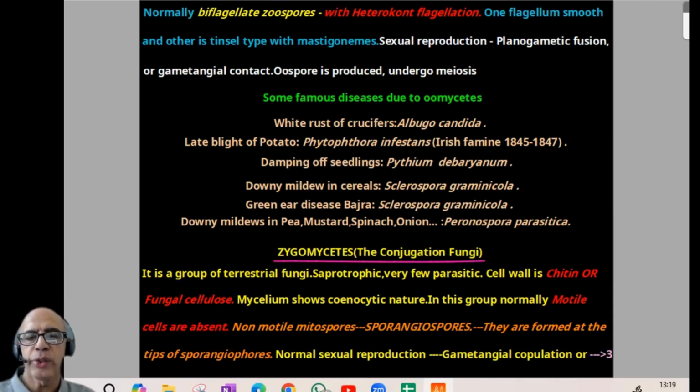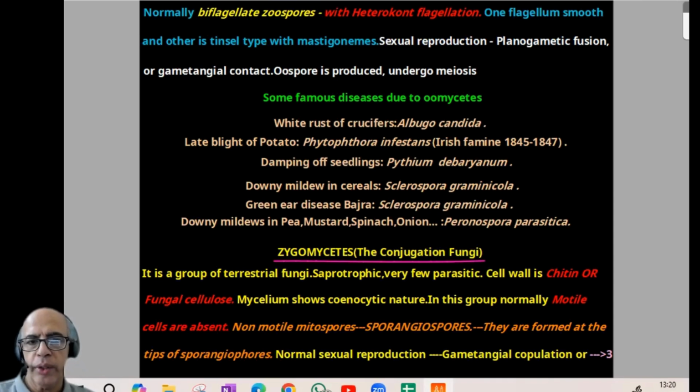Now we can proceed to the next group, zygomycete, conjugation fungus. It is a group of terrestrial fungus. Saprotrophic, very few parasitic. The cell wall changed into chitin or fungal cellulose. In the previous group, it was cellulose. Here it is chitin. So evolution started. Then mycelium shows coenocytic nature. In this group, normally motile cells are absent. So non-motile mitospores, sporangiospores, are formed at the tips of structures called sporangiophores.